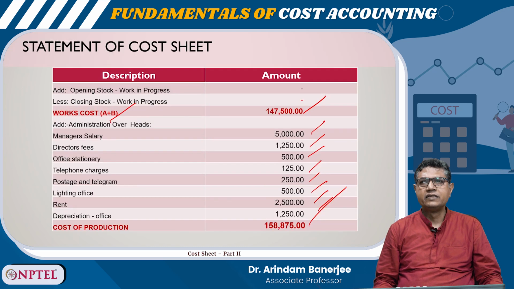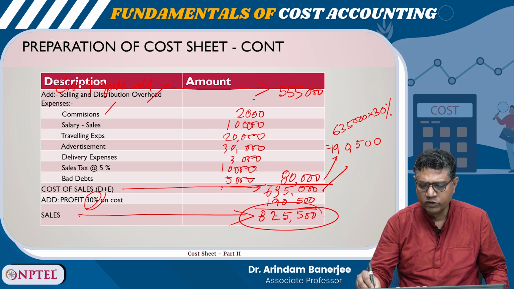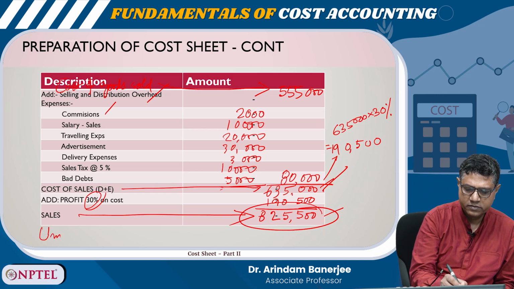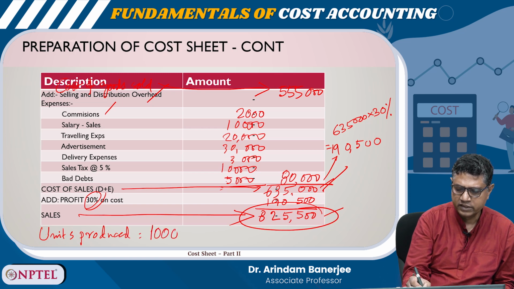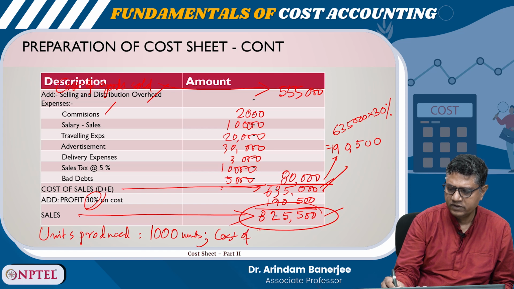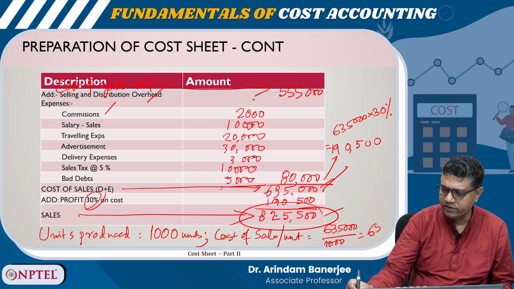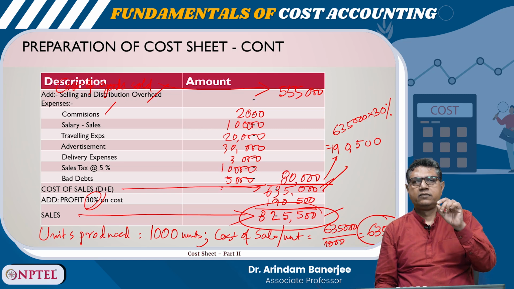Okay. So, this way we can add all these cost elements to calculate the unit cost. Now, if I go back to the previous example which we calculated, the total sales is 825,500 and my total cost of sales is 6,35,000. Now, suppose the number of units produced is say 1000 units. Then what is my cost of sales per unit? I can divide 6,35,000 by 1000. It gives me rupees 635. So, this is my cost of sales per unit. So, I can arrive at the per unit cost like this.